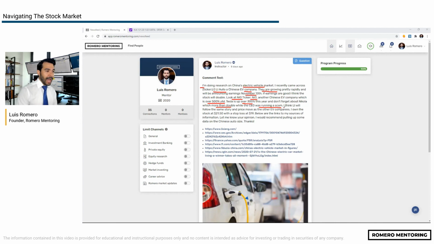I continue. I think Li will follow the same story and price move as other electric vehicle companies. I own shares at 21.50 with a stop loss at 19. Below are some of the links to my sources of information. Let me know your opinion, what you think, pulling up the data from the Chinese auto sales market.